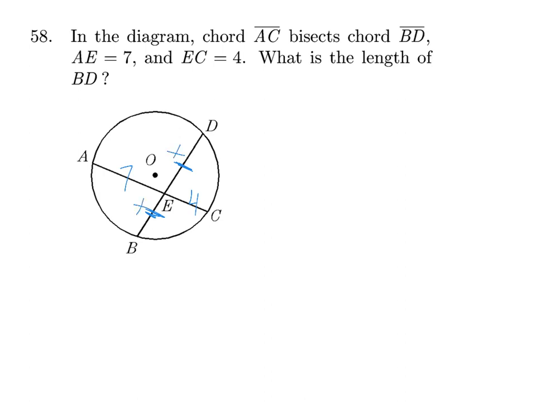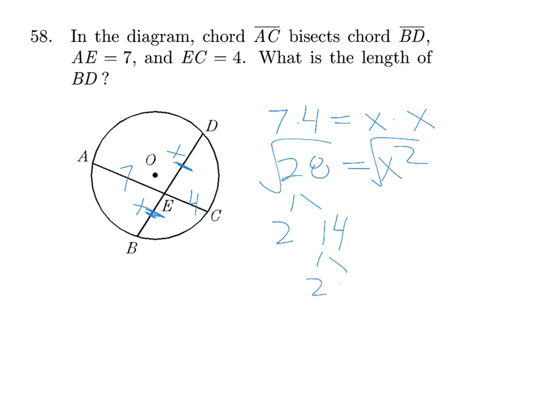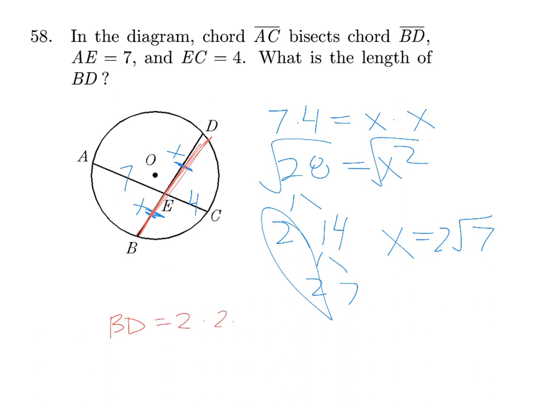Here's the formula again for two chords that intersect. It's going to be 7 times 4 is equal to X times X. So I have 28 equals X squared. Square root both sides. I have 2 times 14 and 2 times 7. So X is equal to 2 square root of 7. They're not asking for what X is. They're asking for what the whole length is. So essentially I have to multiply this by 2 or add it to itself. So BD is equal to 2 times 2 square root of 7, which is 4 square root of 7.